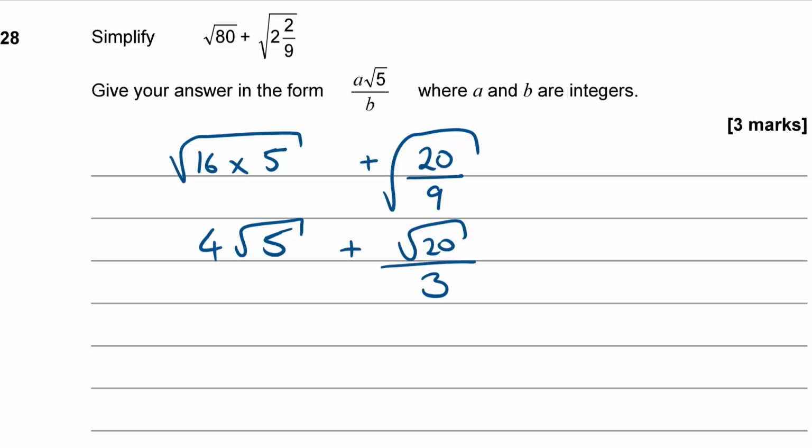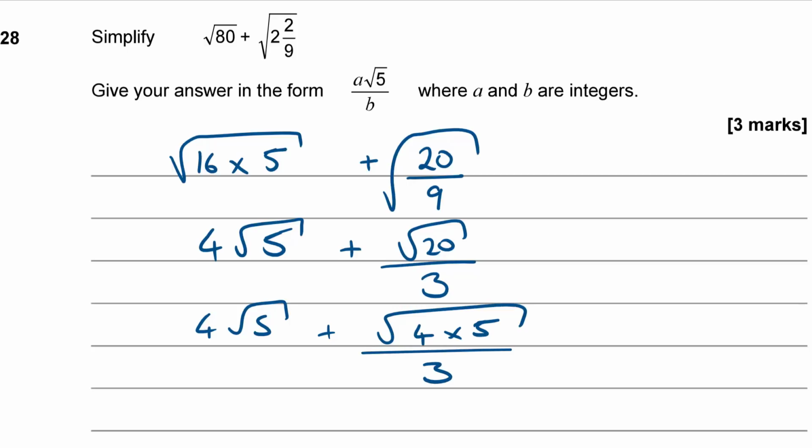Okay, now 20 I can make to be 4 times 5, can't I? So if I leave that one for now, 4 root 5 plus the root of 4 times 5 instead of root 20. Then I can break that up into two separate square roots, and the square root of 4 is 2. So that's going to leave me with 4 root 5 plus 2 root 5 over 3.